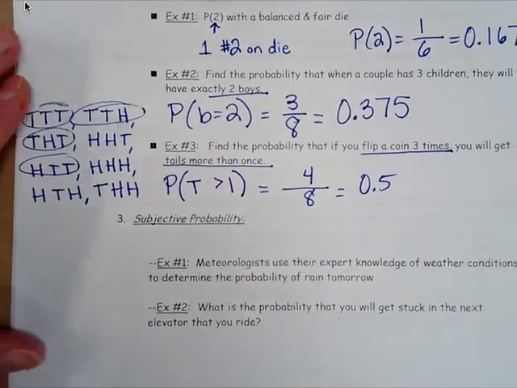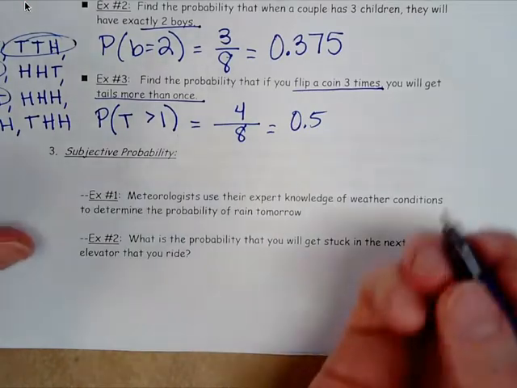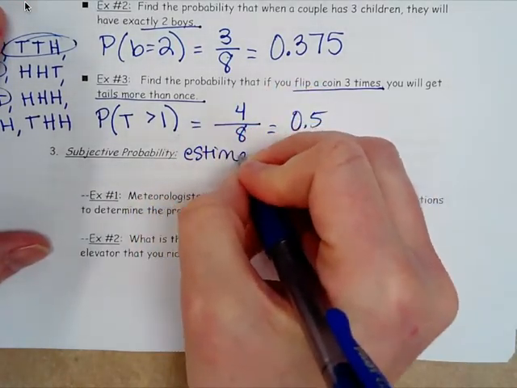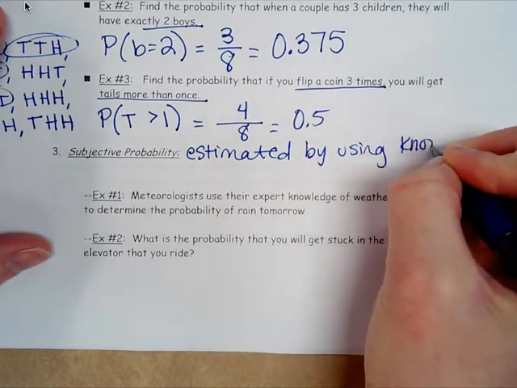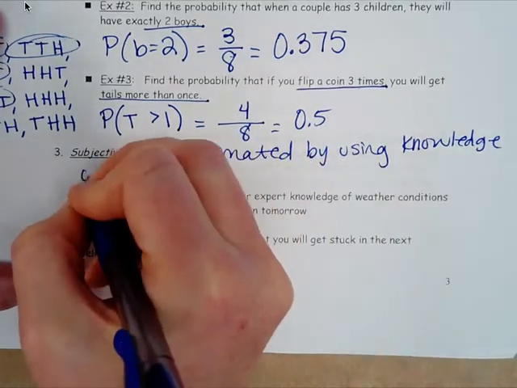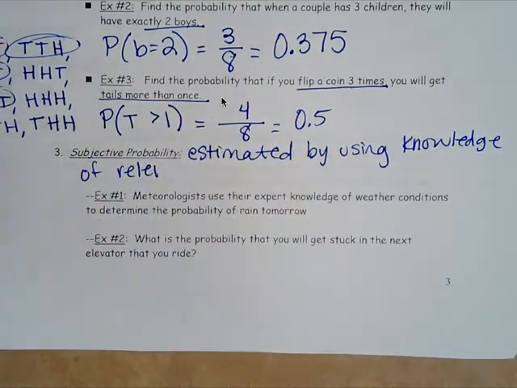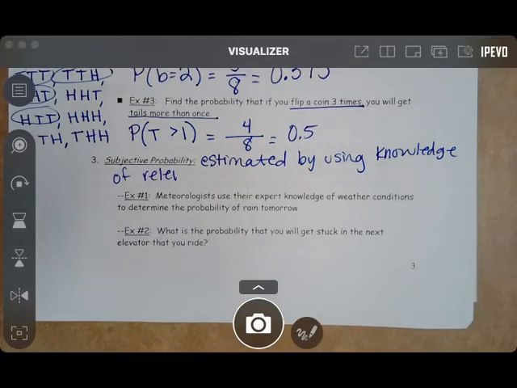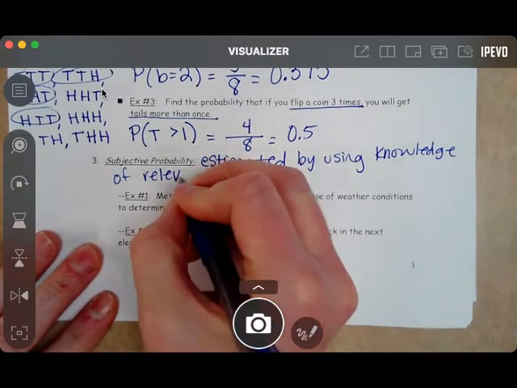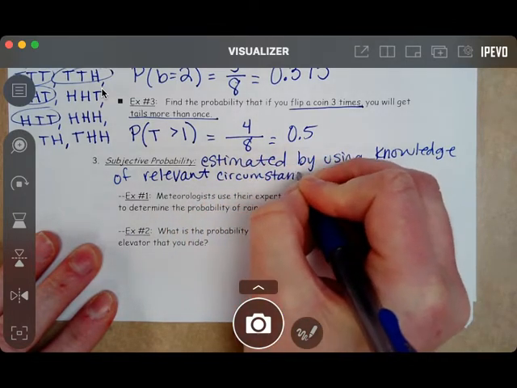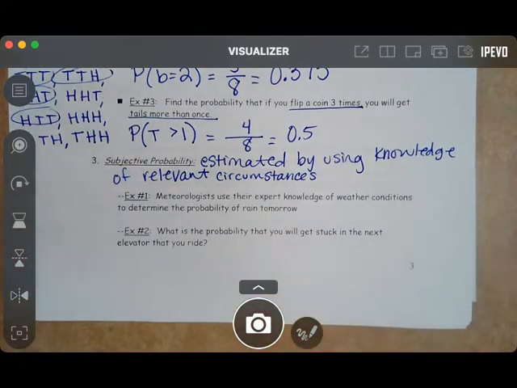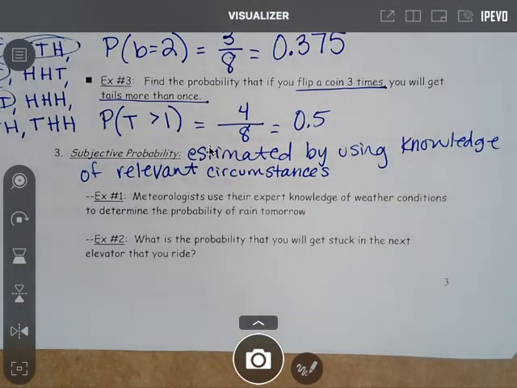Okay, the last type of probability is subjective. So this is estimated by using knowledge of relevant circumstances. So like a meteorologist, they use their knowledge of weather conditions to determine the probability of rain tomorrow.